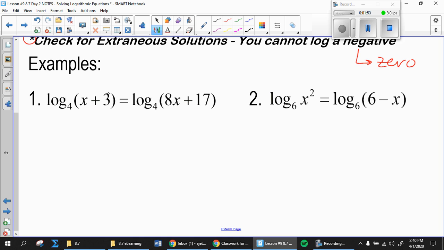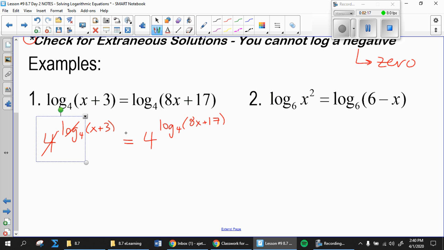So we get to this first example here. We simply have log equals log. And so what we're going to do is we're going to exponentiate this side. So we're going to take 4 to this whole thing and 4 to the power of this whole thing. And so what that's going to do for us, the log base 4 and the exponential base 4 are both going to cancel each other out. And so this side is going to leave us with x plus 3. Same thing over here, log base 4 and exponential base 4 cancel each other out. Leaves me with 8x plus 17.